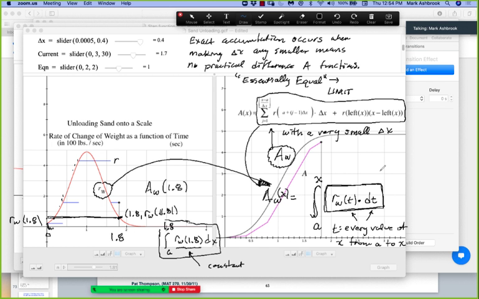This does not accumulate rates. So this is where we really got to emphasize: we're not accumulating the rate. That doesn't, if you think about it, make sense. It's not accumulating rate. It's accumulating weight. It's accumulating bits of weight by multiplying the rate times little change in x and adding all those up.